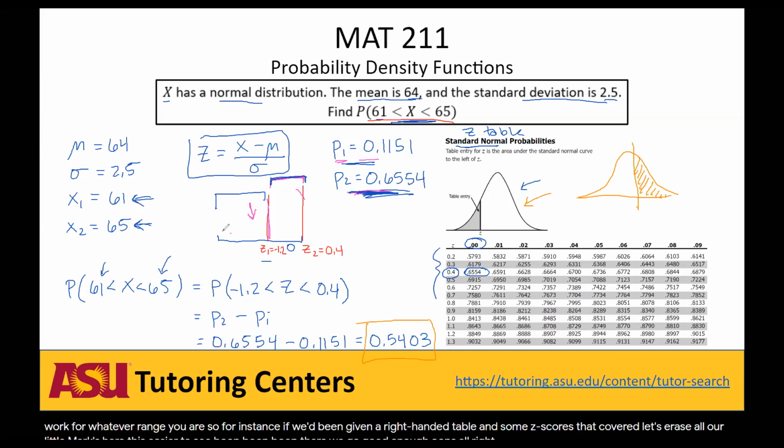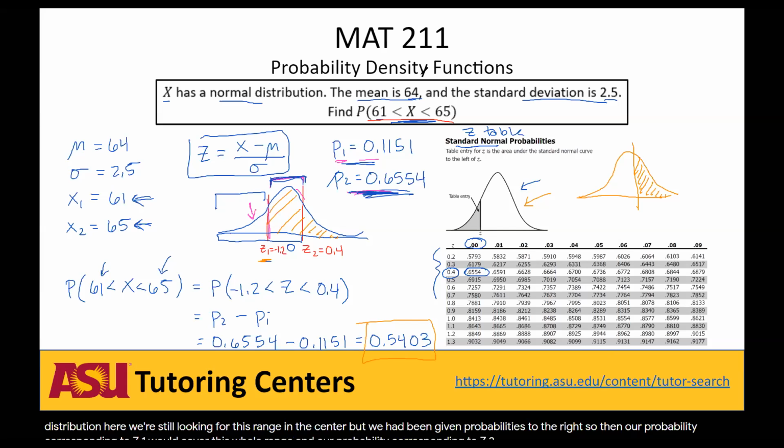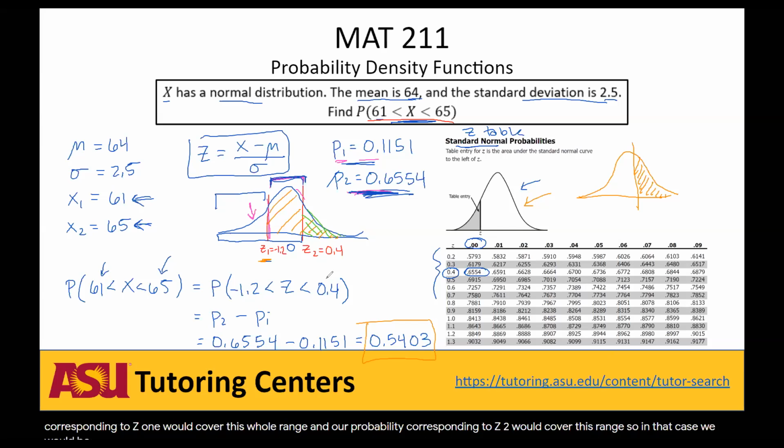All right, so if we had our Z distribution here, we're still looking for this range in the center, but we had been given probabilities to the right, so then our probability corresponding to Z1 would cover this whole range, and our probability corresponding to Z2 would cover this range. So in that case, we would be wanting to subtract this probability from this probability in order to get the center probability that we're looking for. So it all depends on what sort of table you have.